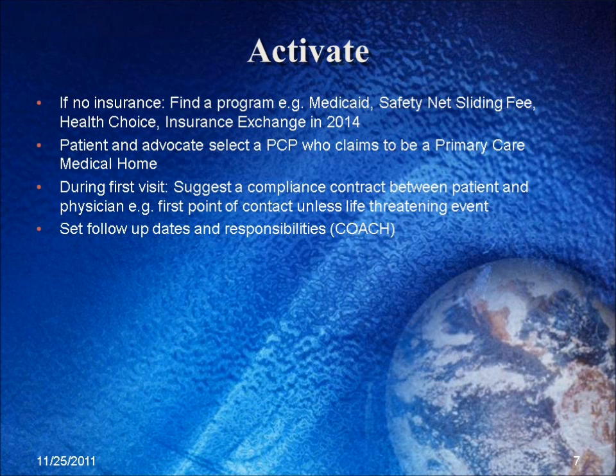On activating the patient, you want to connect them with insurance programs. Here are some examples: Medicaid, safety net sliding fee, and the forthcoming insurance exchanges. Obviously, if they fall between eligibility criteria, you'll want to contact your local Department of Social Services. You want to make sure that the patient is in contact with a primary care physician that offers up a primary care medical home. These can be differentiated by looking for certifications from various agencies. In the near future, we will have a Medicare primary care medical home, and we currently have an NCQA Bridges to Excellence medical home.